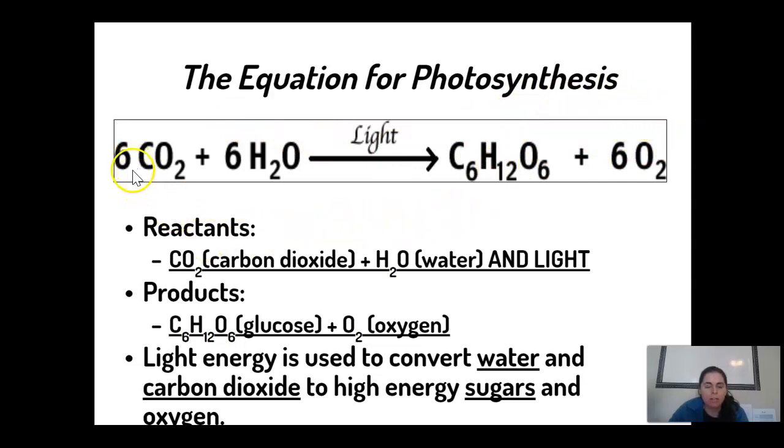So in this case, we have 6, and this is a balanced version of the equation. 6 carbon dioxides plus 6 water molecules in the presence of light will produce 1 glucose molecule and 6 oxygen molecules. And this is basically what this says. So you have your reactants, which are carbon dioxide and water and light, because that's absolutely necessary, to produce glucose and oxygen. The light energy is used to convert water and carbon dioxide to high energy sugars and oxygen. Okay.